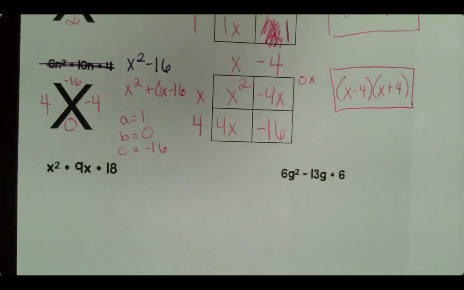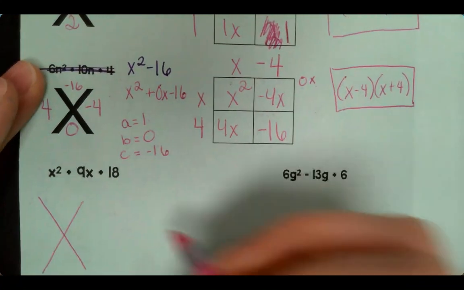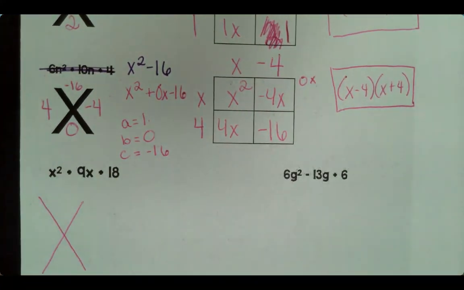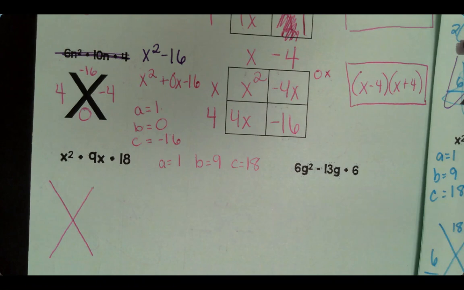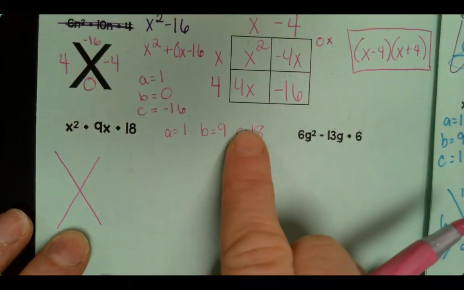Okay, I want you to try this next one. Go ahead and do your X. Identify A, B, and C. I'm going to give you all some time to try it. All right, so identify your A, B, and C.